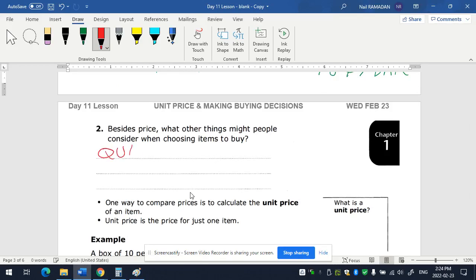Quality. What else? What do you mean by that? How about how much you really need, right? Because think about it, you always drive by stores and you see something and you're like, I should get this. Yeah, but what's the question you should ask yourself first? Should I? Do I really need this?